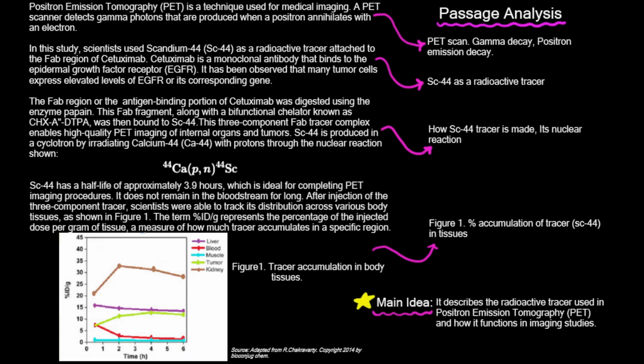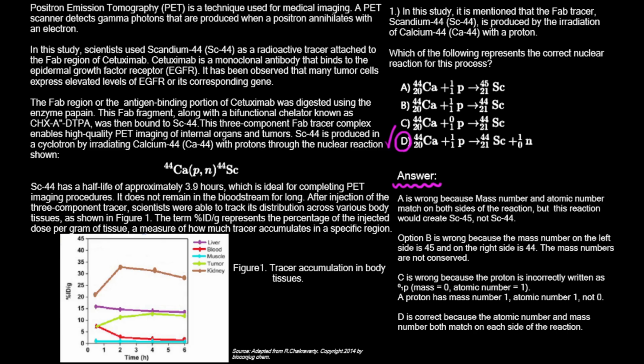Let's move on to question number 1. Question number 1 asks, in this study, it is mentioned that the Fab tracer scandium 44 is produced by radiation of calcium 44 with a proton. Which of the following represents the correct nuclear reaction for this process?